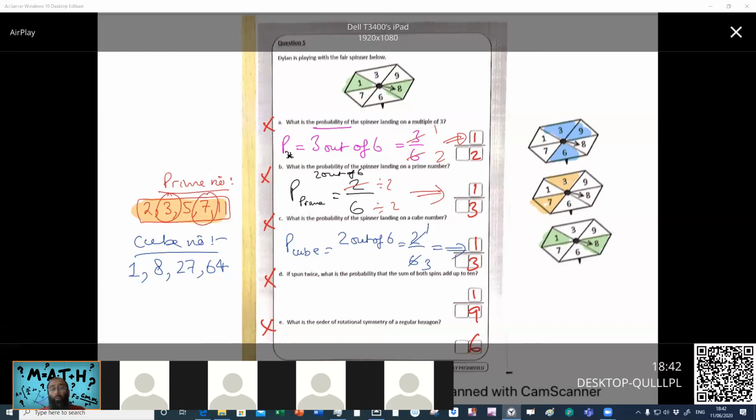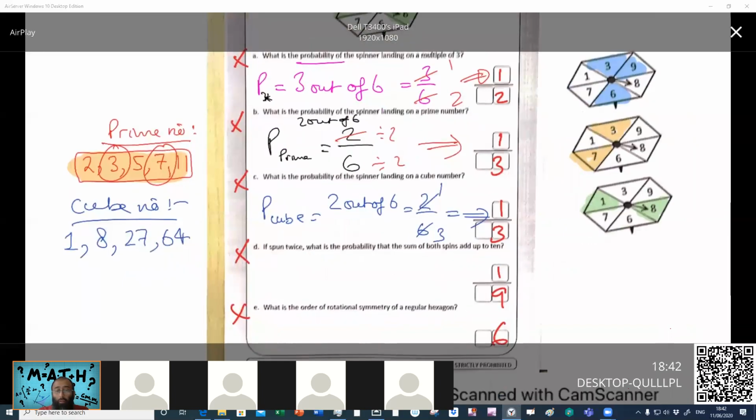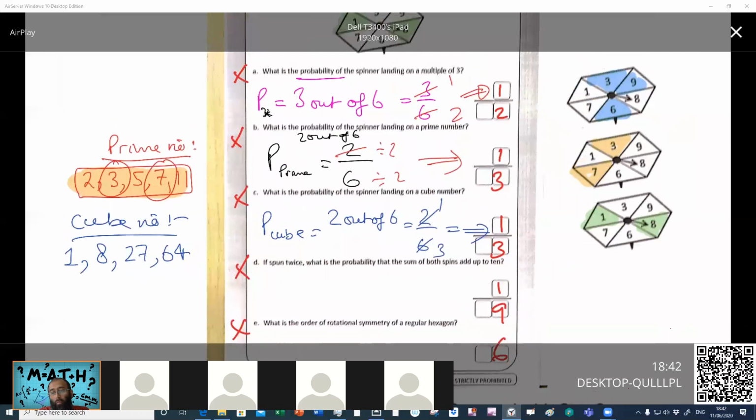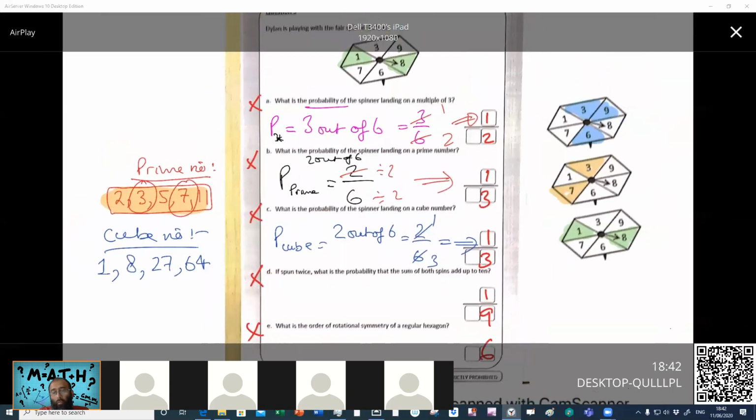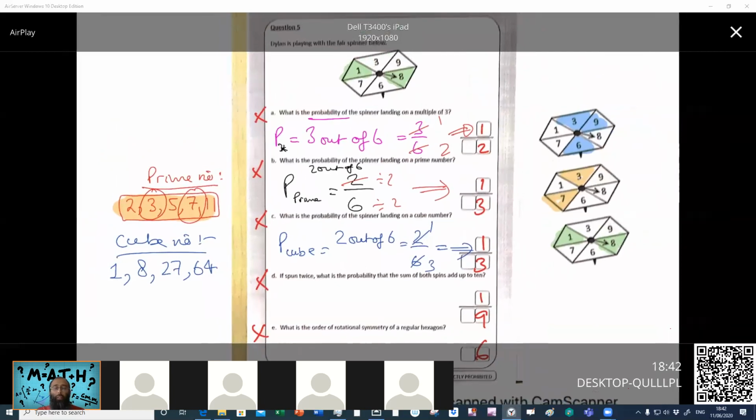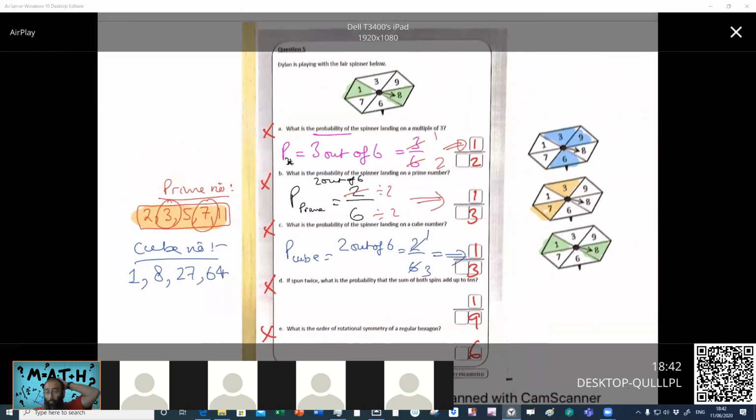Okay, next one. Question D. Here comes the fun stuff. If spun twice, what's the probability that both spins add up to 10? So if you spin it twice, what's the probability that the sum of both spins add up to 10? So we need to look at the diagram here now of how many possibilities there actually are.